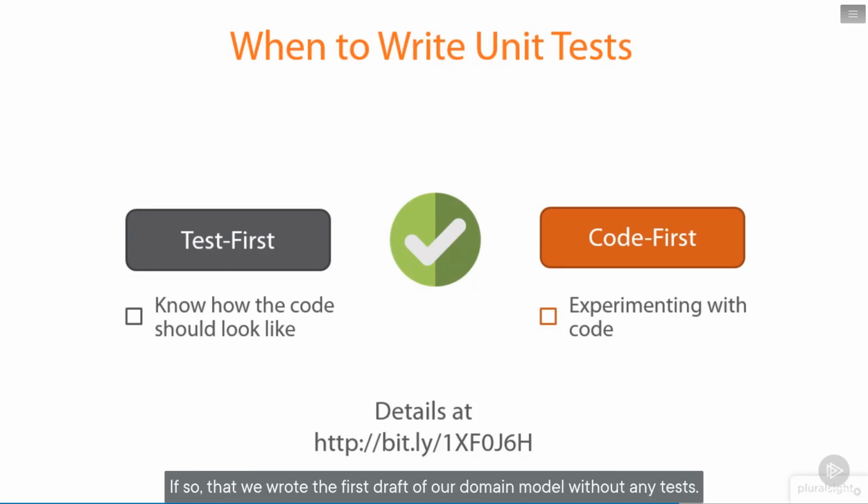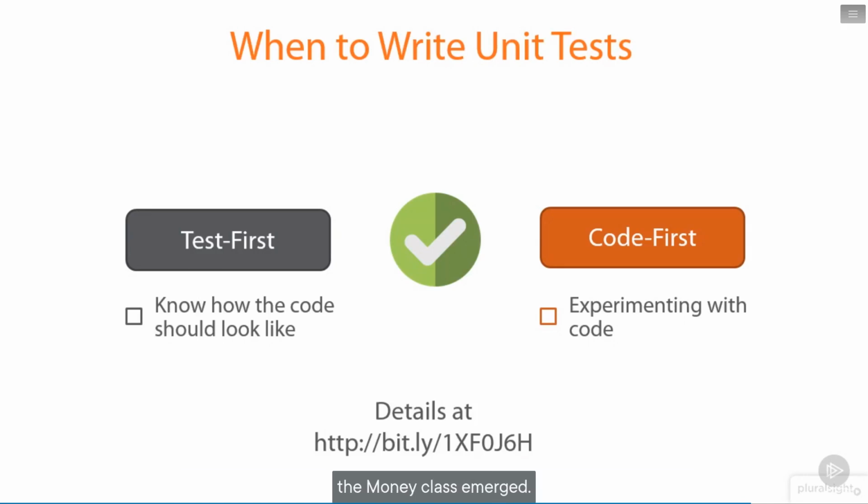You saw that we wrote the first draft of our domain model without any tests. We were experimenting with code, and that resulted in a new concept, the money class, emerging. Now, as we are finished with the experiments, we are pretty sure about how the code should look like. It is time now to enter the test-first mode and continue the development adhering to the TDD process.